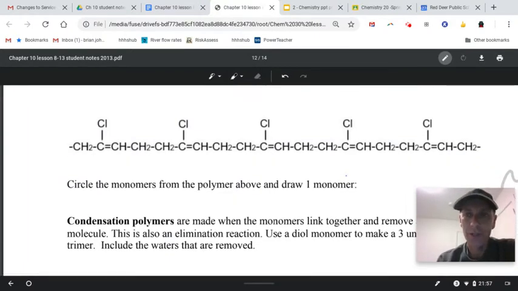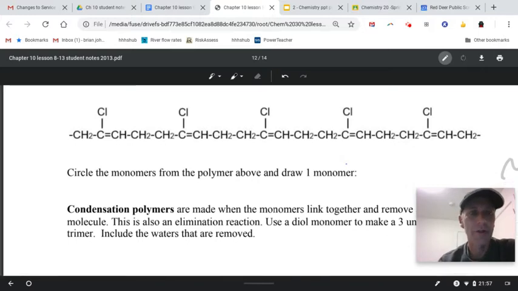Oh yeah, first I have to show you this. I think this is where we left off. So you could be asked a question where you need to identify the monomers. So here's our polymer. You have to look for the repeating unit. So it's a little bit common sense here.